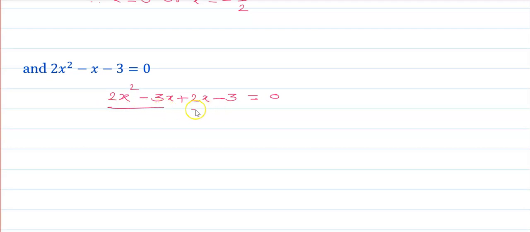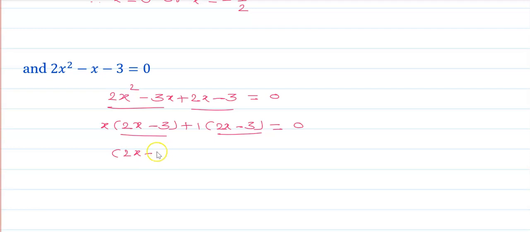Now the common from these two terms. If you take x as common, then in the bracket you will get 2x - 3. Next, 1 is common, then in the bracket 2x - 3, and that's equal to 0. Here is a 2x - 3, 2x - 3. So 2x - 3 in the first bracket, and the second bracket is x + 1 equal to 0.